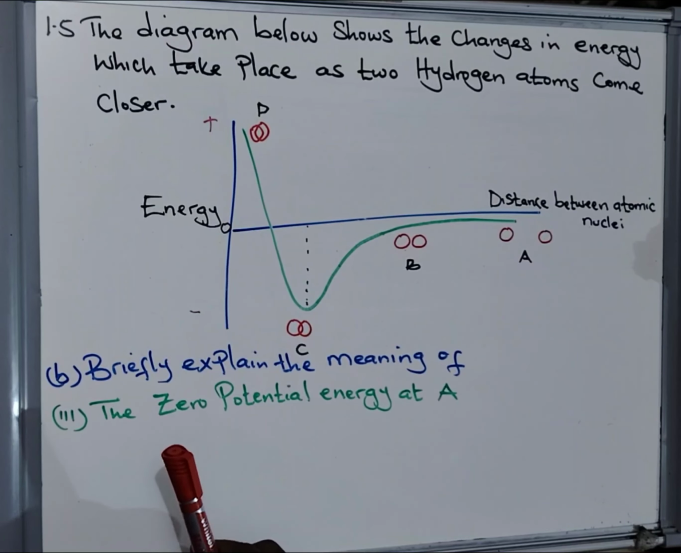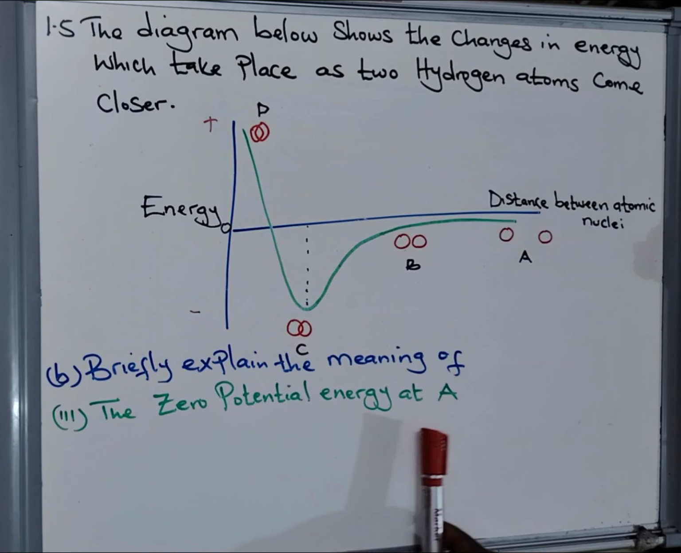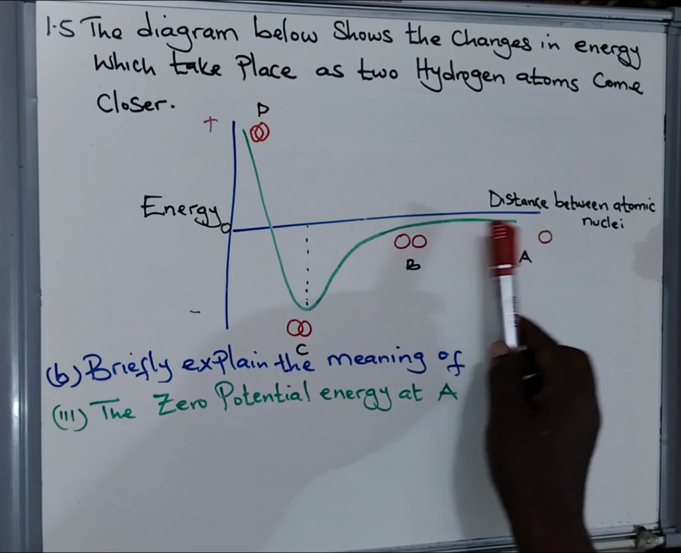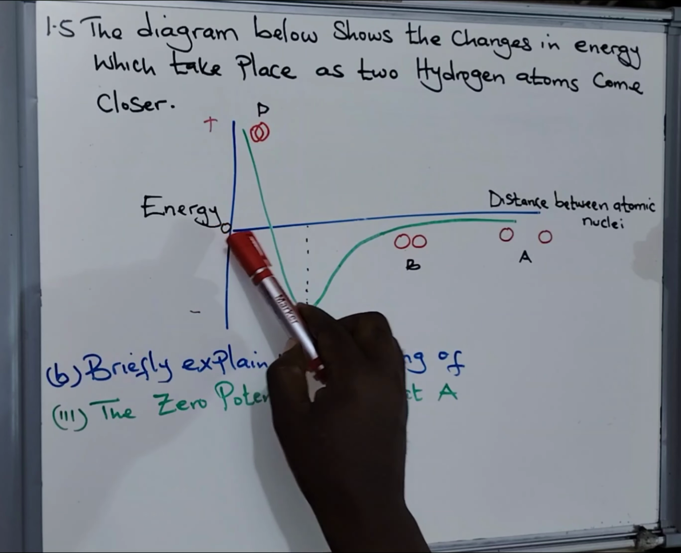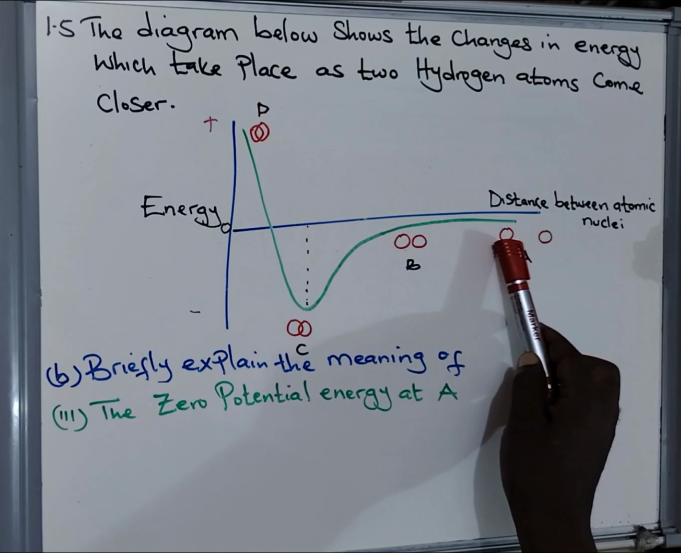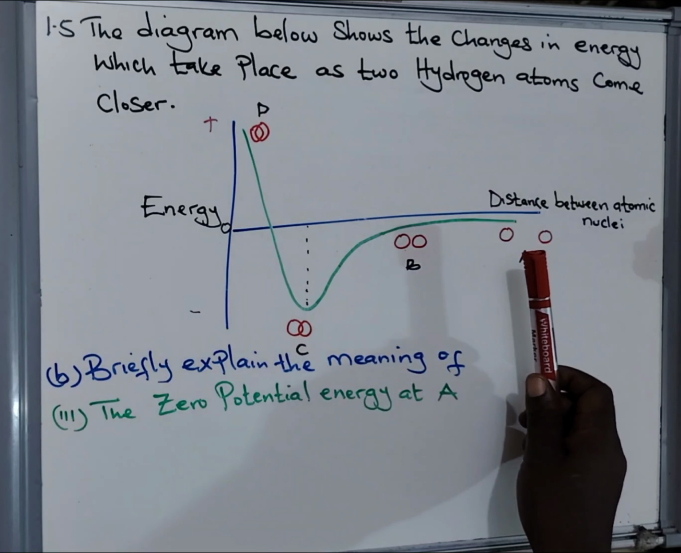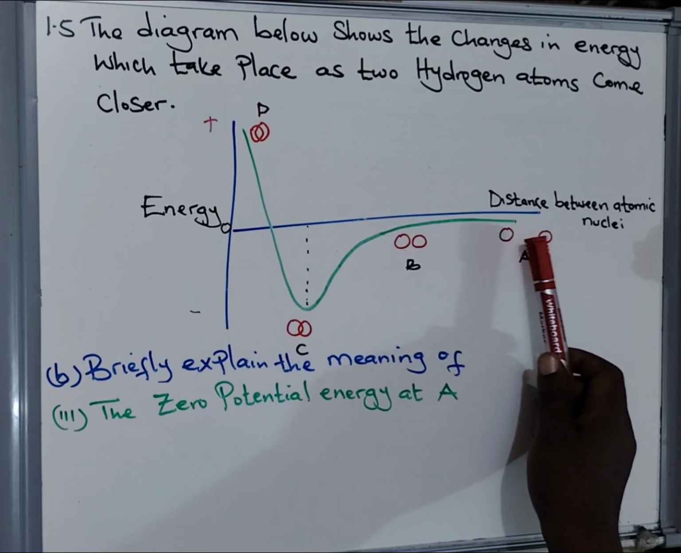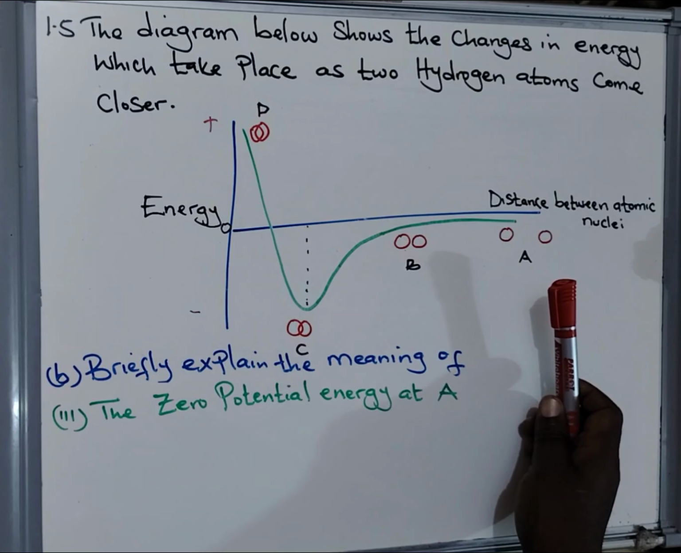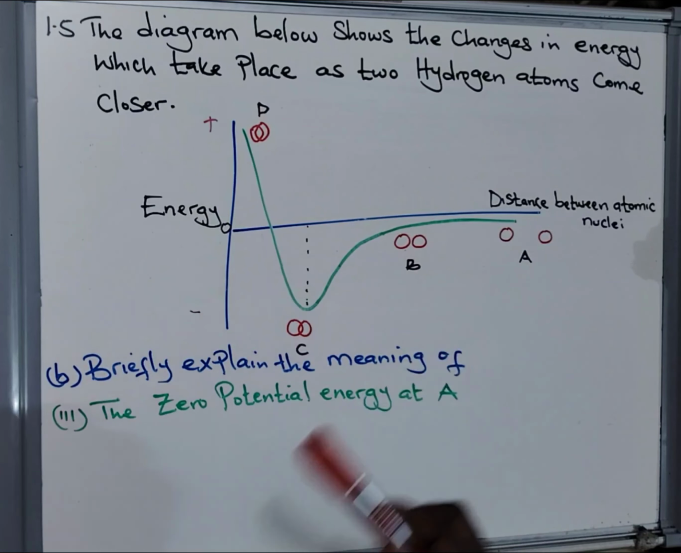Yeah, then comes this one. It says that briefly explain the meaning of the zero potential energy at A. A is at zero. Remember, this is zero, and that's where these two atoms are. What does that mean? It means that the distance between these two atoms is so big that there is no interaction between them.